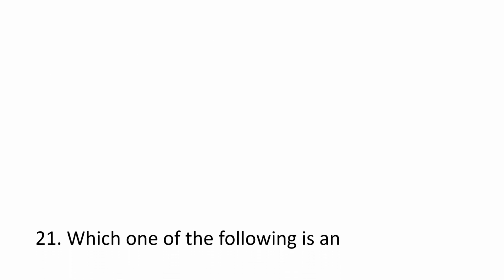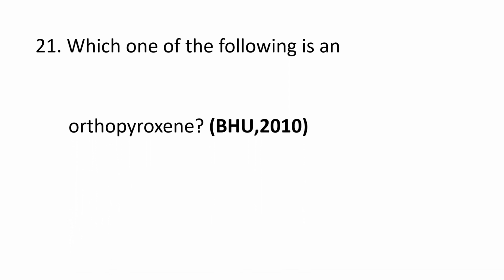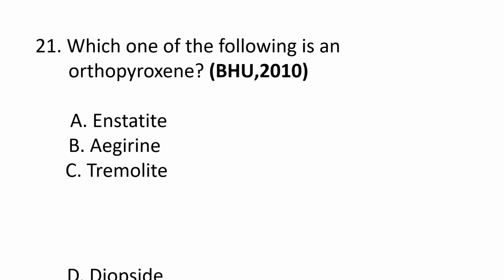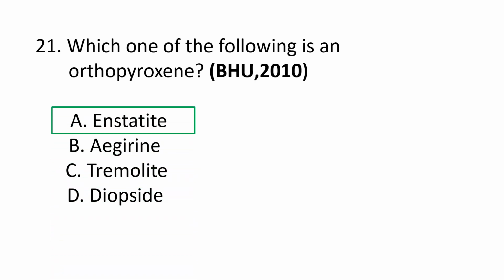Next, coming to the next question, which one of the following is an orthopyroxene? So the choices are A. enstatite, B. agirine, C. tremolite, D. diopside. The correct answer is A. enstatite. So it is an example for orthorhombic pyroxene.